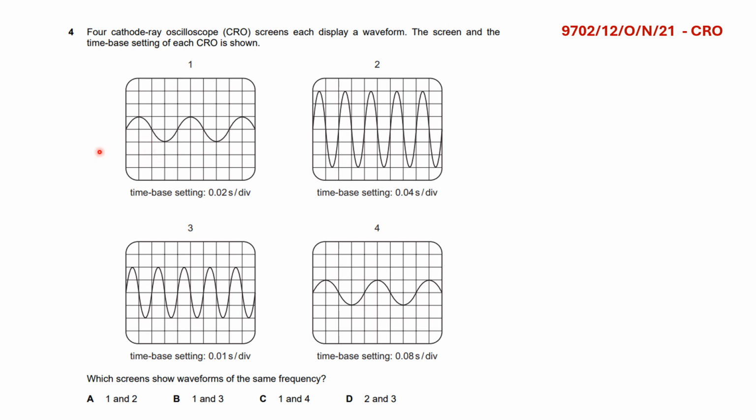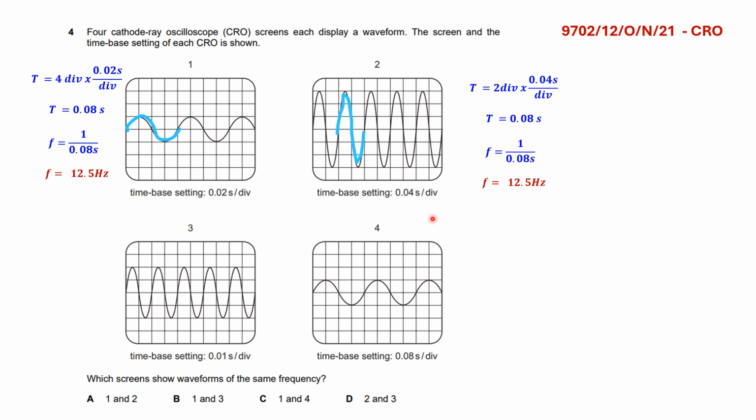Screen number 1. I'm going to identify a cycle, and here we have 1, 2, 3, 4 divisions. So 4 divisions times the time-base setting, which is 0.02 seconds per division, is 0.08 seconds. And the inverse of this is 12.5 Hertz. For screen number 2, this is the cycle, which has 2 divisions. So 2 divisions times 0.04 seconds gives us a period of 0.08 seconds, which is a frequency of 12.5 Hertz.